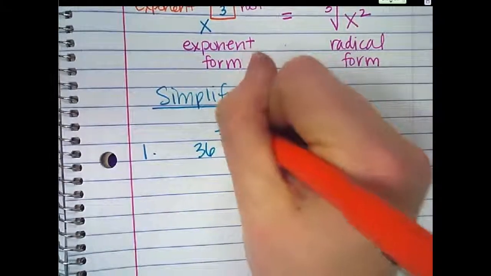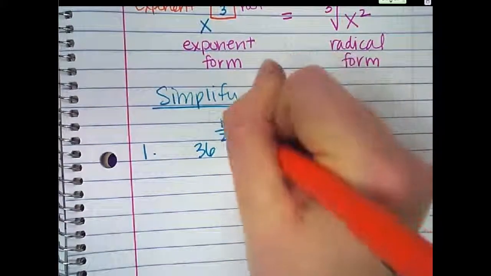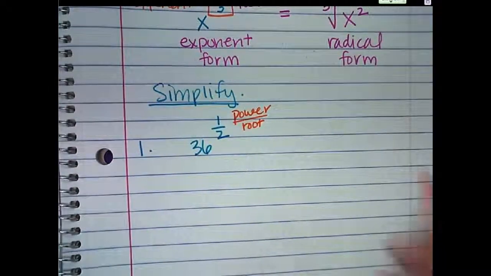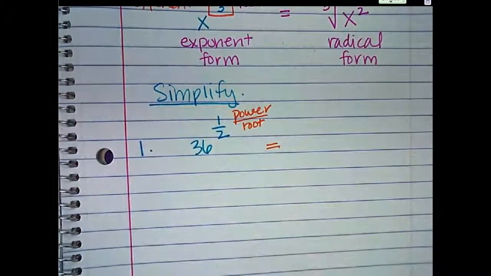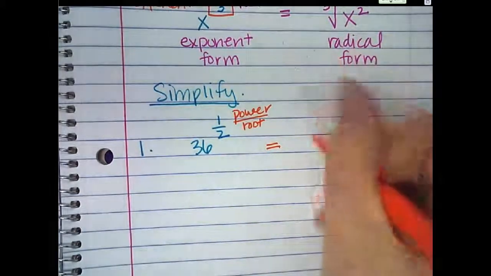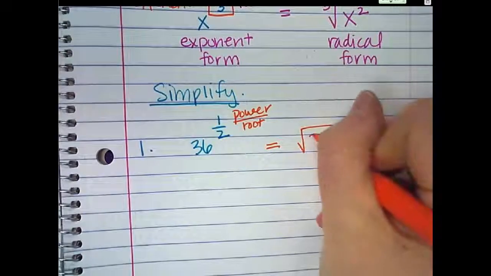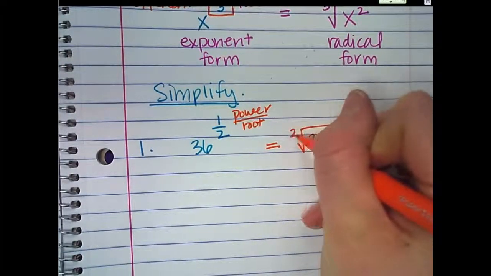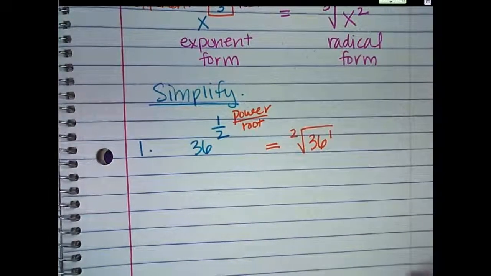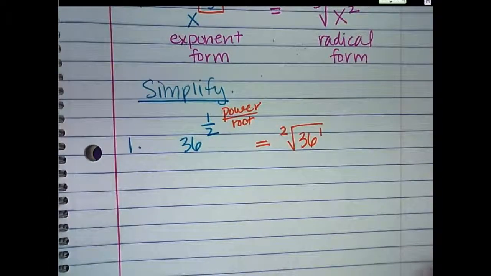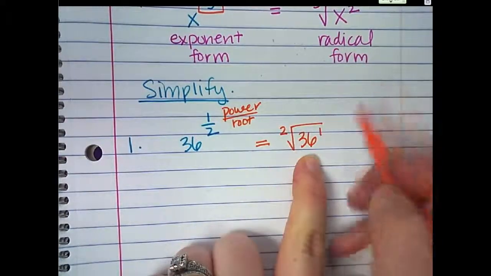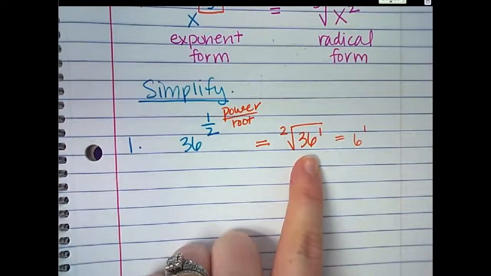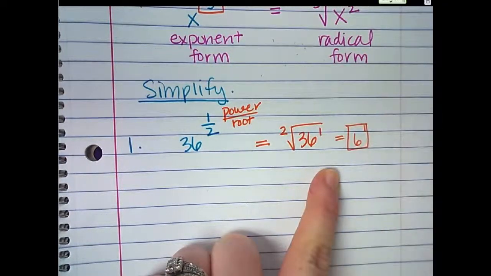Remember, when you see that exponent, it's power divided by root. So when I rewrite it, here's my radical. What goes on the inside? 1, and then outside, 2. What is the square root of 36? 6, and then I have just a 1 exponent, so then it's just 6. That's it. That's all you do? That's it.